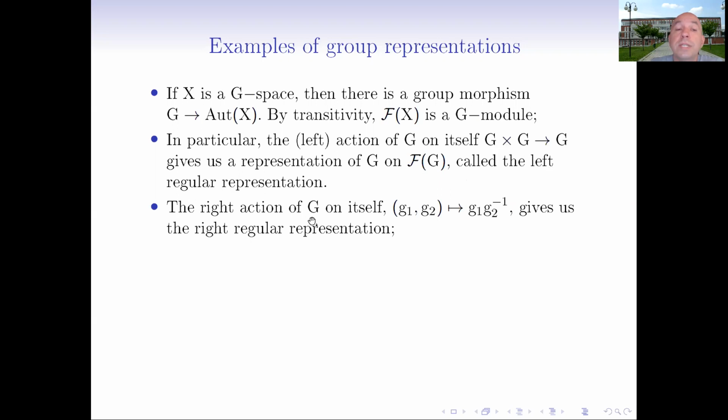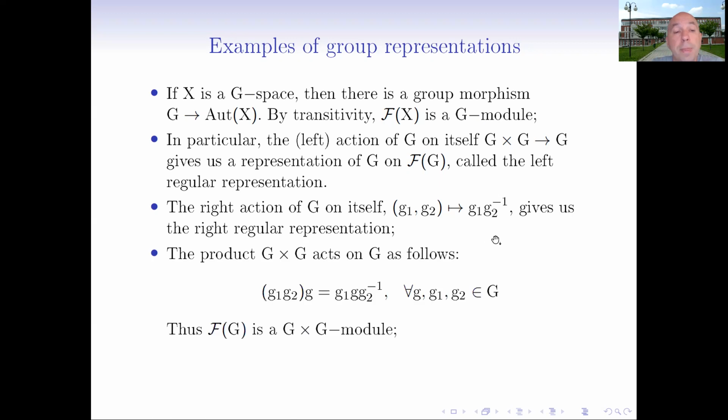We can now do the same with the right action of G on itself. So we take g1, g2, and send it to g1 g2 inverse. Now in the product G cross G, the left copy of G is X, and the right copy of G is G. But now we should invert the second component to make it really an action. Otherwise, it will reverse the order of multiplication. It will not be an action, but an anti-action. And this gives us the right regular representation of G on functions on G.